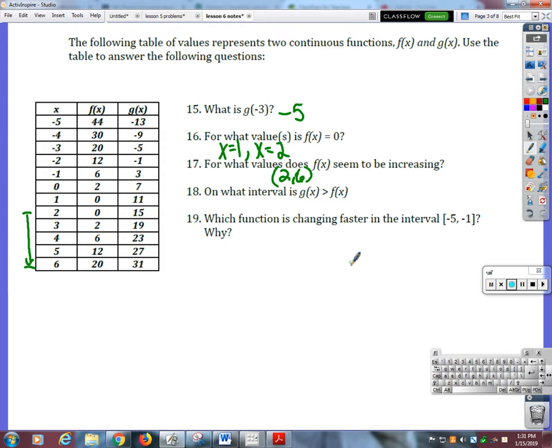On what intervals is g of x greater than f of x? So, what do you got? Well, I'm going to say starting at 0, because I know what you're saying, right after negative 1 it could start. But we don't know really what's happening between negative 1 and 0. So as soon as we can say that is right here. So that would be from 0 to 6, yeah.